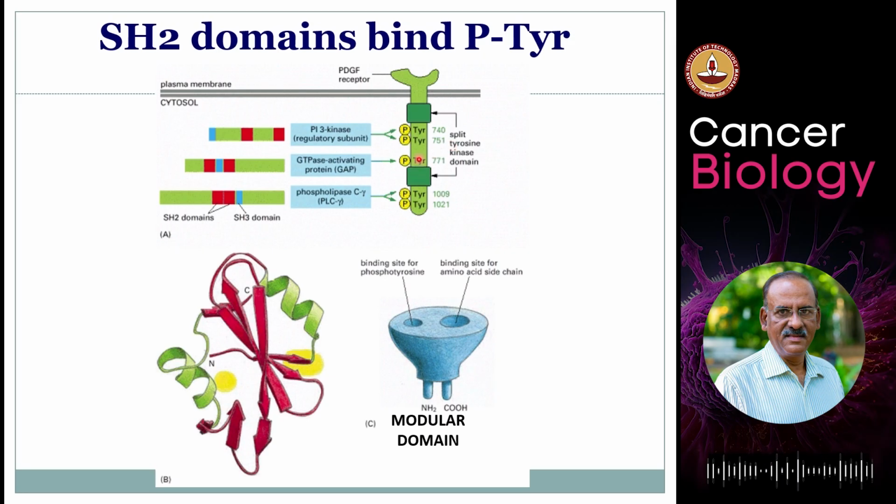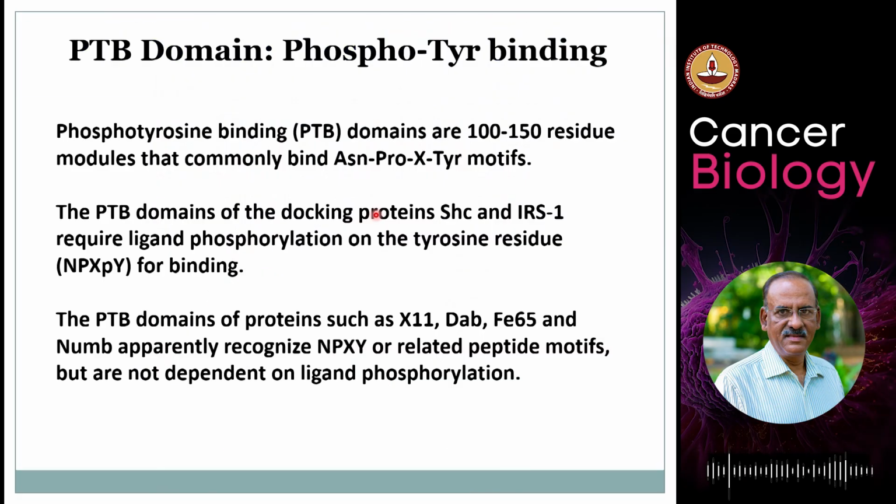Before the split, after the split, the first subunit, you see that it binds to PI3 kinase and GTPase activating protein. And then just below that, after the second domain, you have 2 tyrosine residues. They bind to the phospholipase C gamma enzyme. It also contains SH2 domains and SH3 domains, as you can see here. So this is a very important concept to understand.